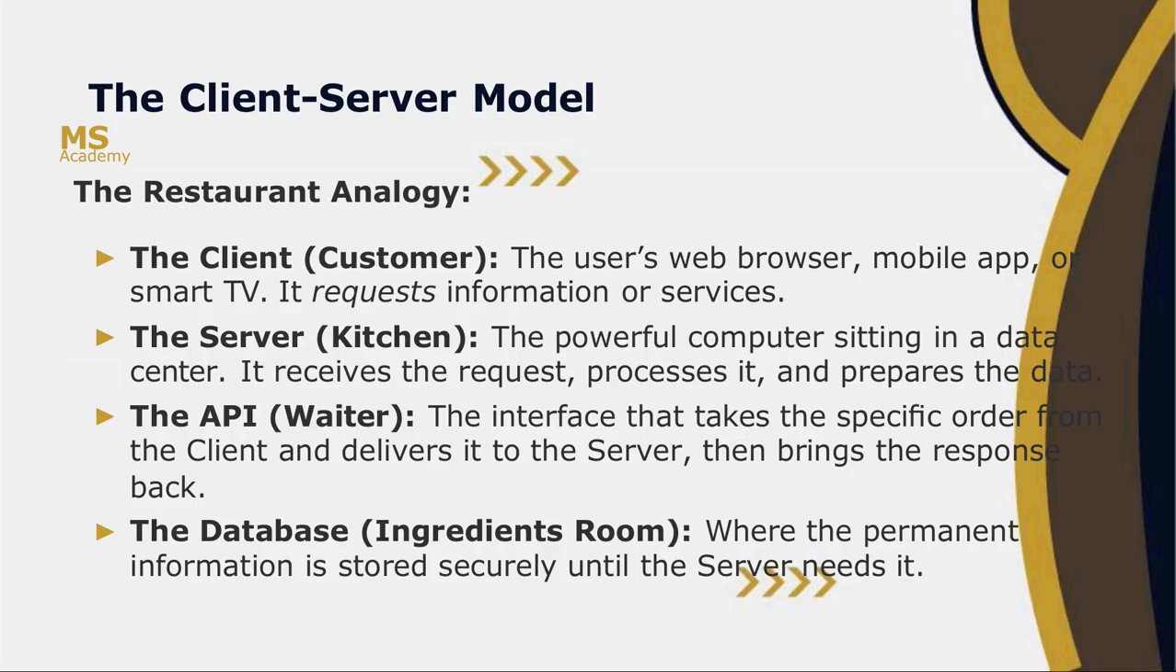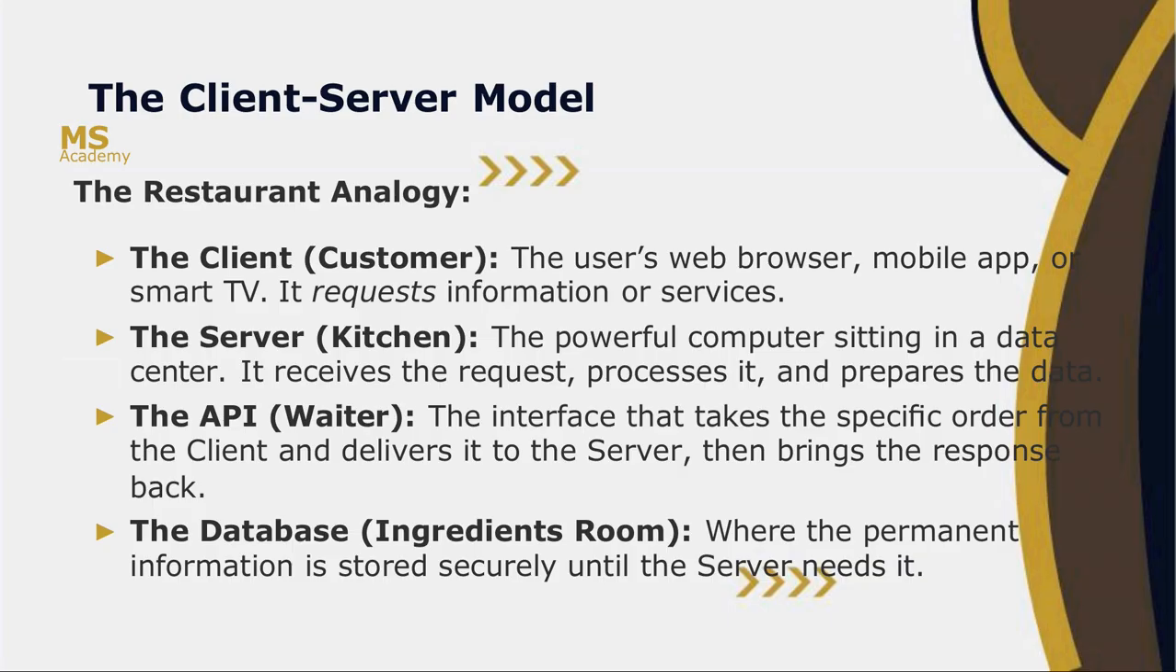The server is the kitchen, the powerful computer sitting in a data center. This server receives the request, processes it, authenticates the request, and prepares the data for response. The API is known as the waiter. API stands for Application Programming Interface. This interface takes the specific order from the client and delivers it to the server, then brings the response back.